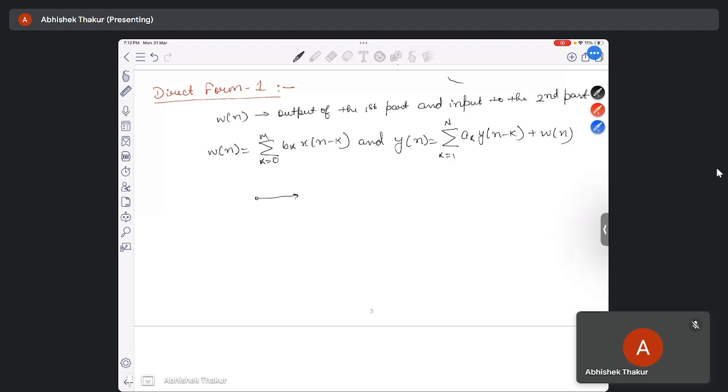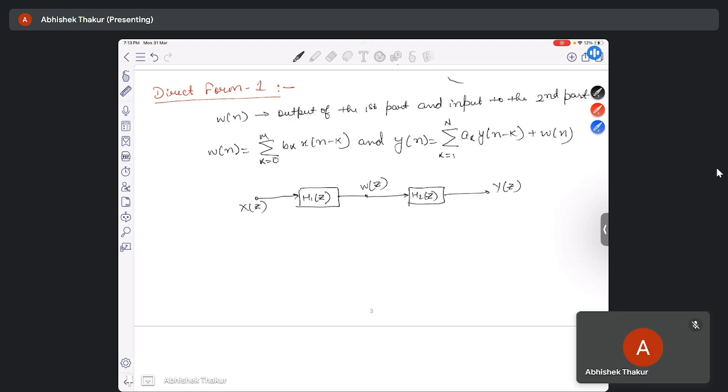So the input is given, x of n. So this will be our zeros part, that is the first part, that is h1 of z, and what is the output here? w of n. Now again we give the pole part, that is h2 of z, and then finally we will get y of z. In the input also we can write x of z and w of z. Okay.